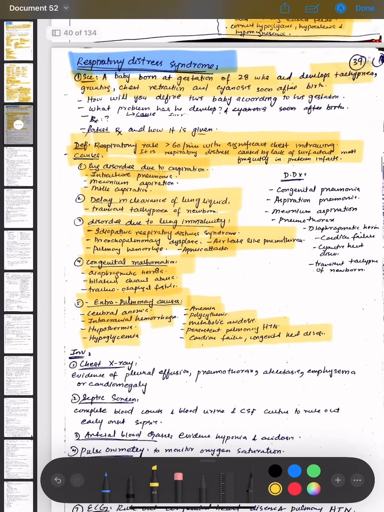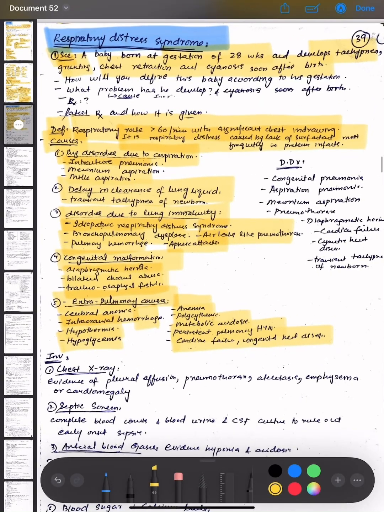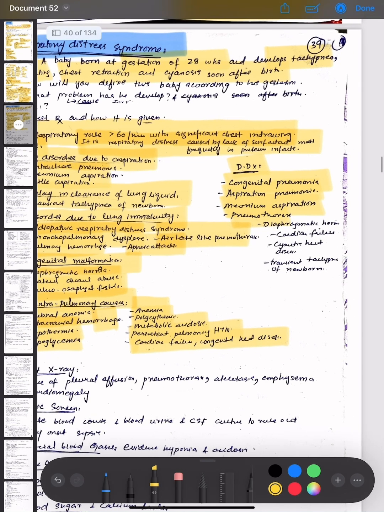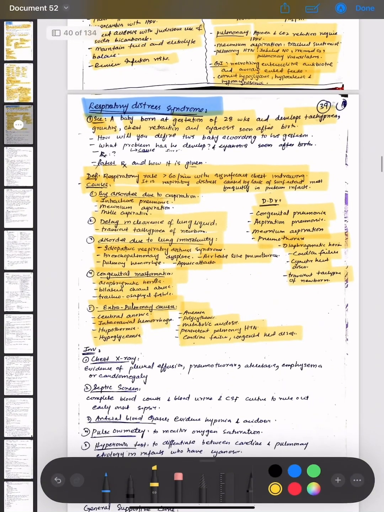Now, what are the differential diagnoses? These are congenital pneumonia, aspiration pneumonia, meconium aspiration, pneumothorax, then diaphragmatic hernia, cardiac failure, cyanotic heart disease, and transient tachypnea of the newborn. These are the main causes of respiratory distress syndrome, and these are the differential diagnoses.